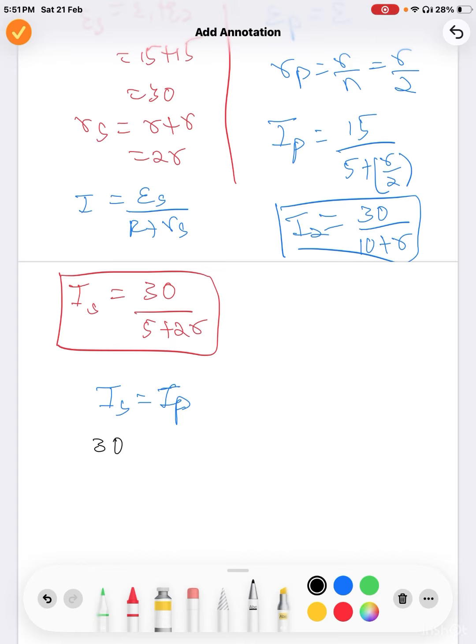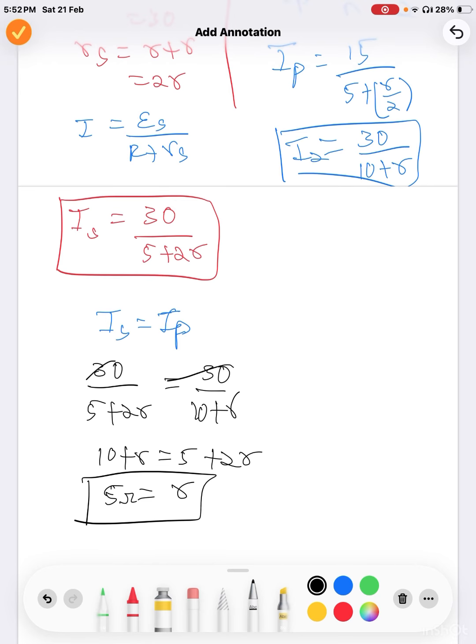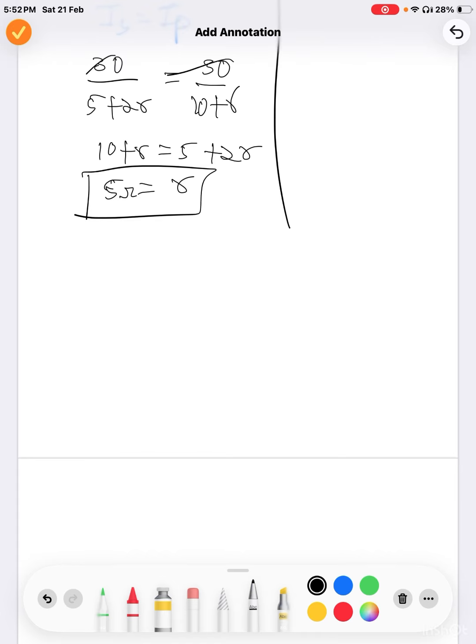Then I can write current in series 30 by 5 plus 2R, in the parallel combination 30 by 10 plus R. So 30 cancels, we'll get 10 plus R equal to 5 plus 2R. So from this, this has become 5 and this become R. So we got R is equal to 5 ohms. Once we got R equal to 5 ohms, we can find the current easily. So what is the current value then? We can find I1 and I2, because I1 is equal to I2, they given.